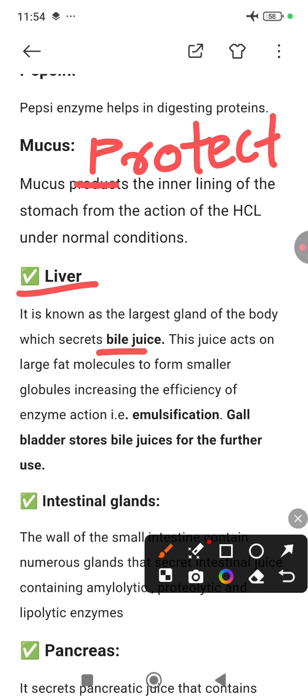The process by which larger fat molecules are broken down into smaller fat molecules is known as emulsification. Clear? These fats are known as emulsified fats. And the bile juice is stored in the gallbladder. So the gallbladder can store the bile juice, and the liver can secrete the bile juice.